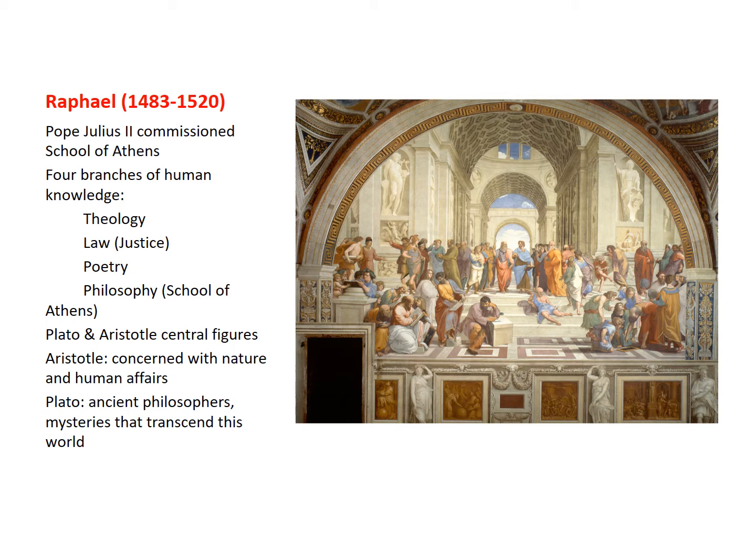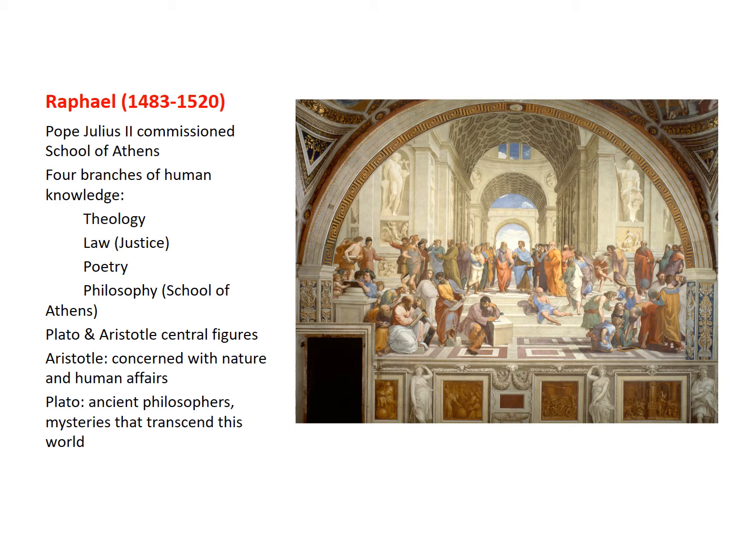Raphael is our next big artist. Pope Julius II commissioned the School of Athens. Remember, this is one of the College Board's favorite pieces to use to express the ideals of the Renaissance, humanism, as well as showing you perspective and all those other changes. The four branches of human knowledge are shown in this painting: theology, law or justice, poetry, and philosophy. The School of Athens as a whole promotes philosophy.